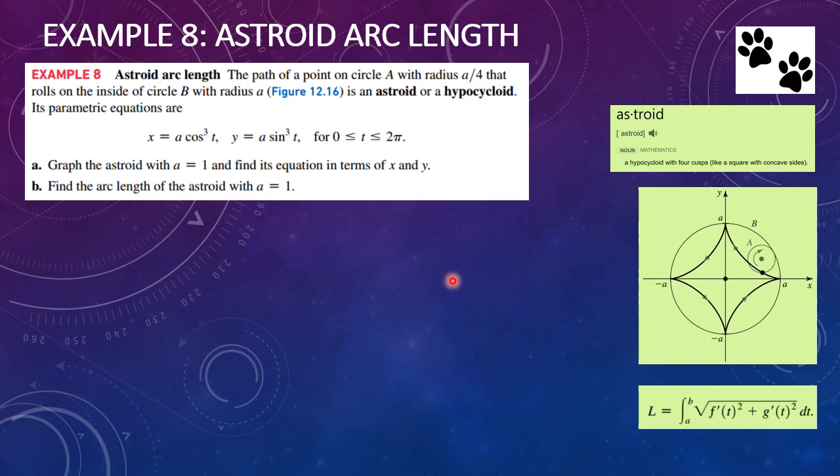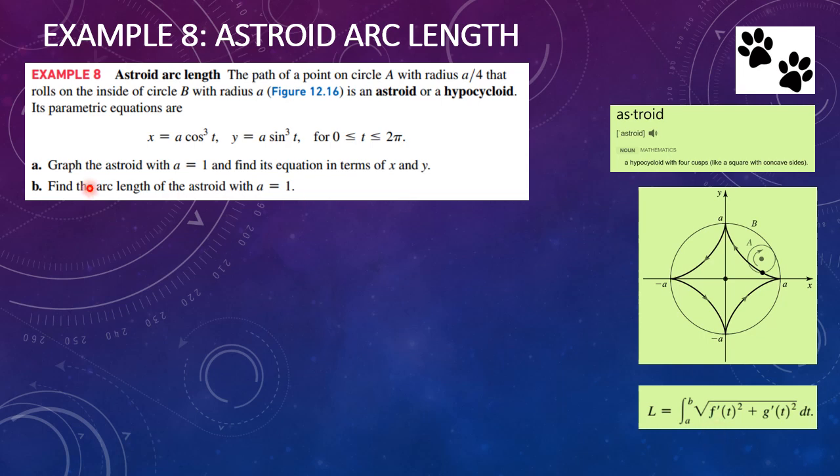So find the arc length of the asteroid with a equals 1. So we have our arc length formula here. One of the simplest things to do in trying to find this arc length, instead of trying to find all of the arc lengths, all 4, is to recognize that the arc length of the entire figure will be 4 times the arc length in quadrant 1, since this is a square with concave sides.